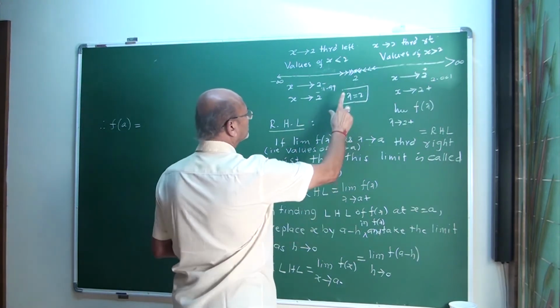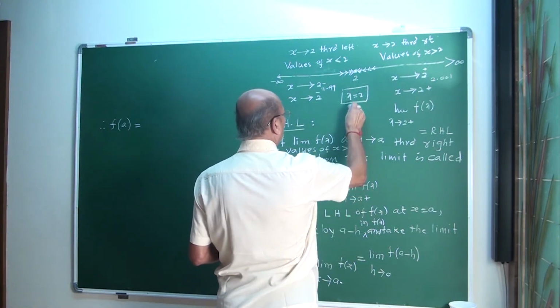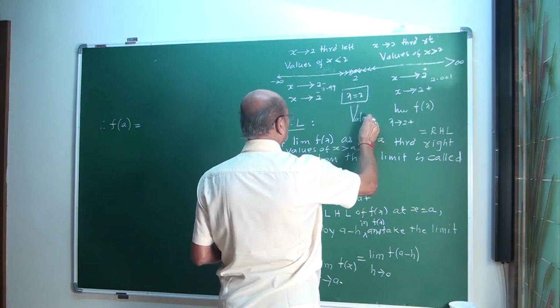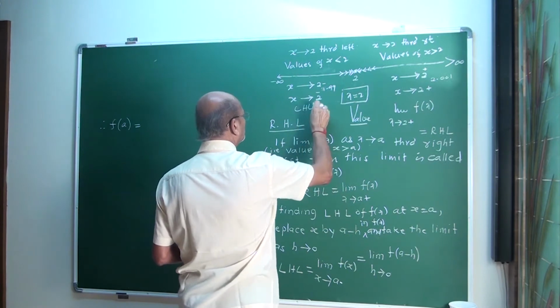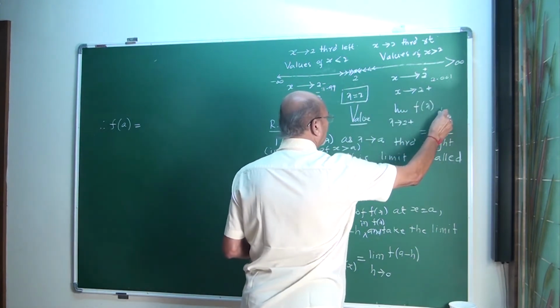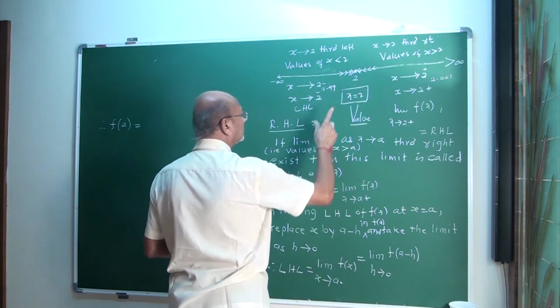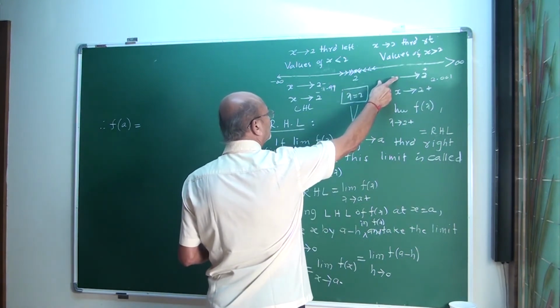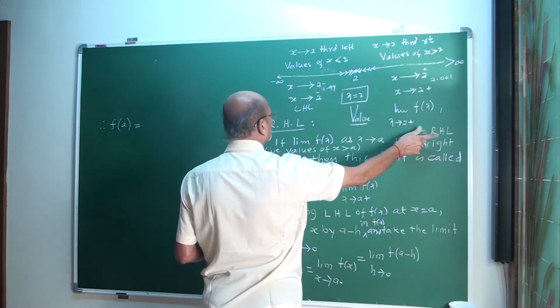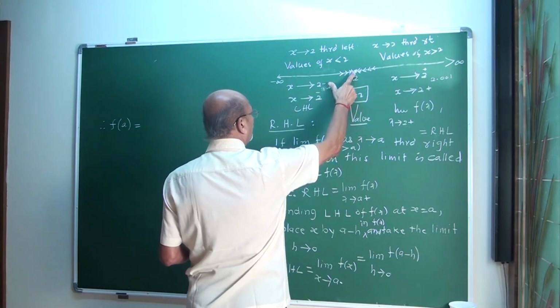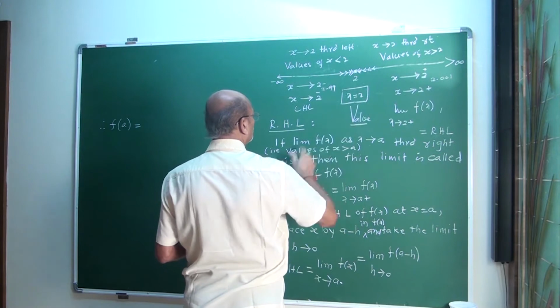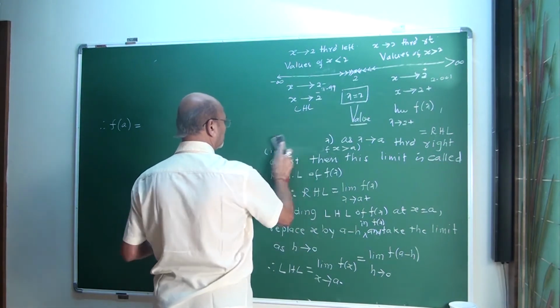This is for the value. This is for LHL. This is for RHL, my friends. The value greater than the point is RHL. The value less than the point is LHL. The exact point is the value of the function. Remember.